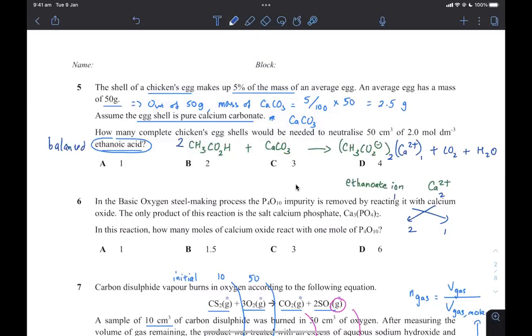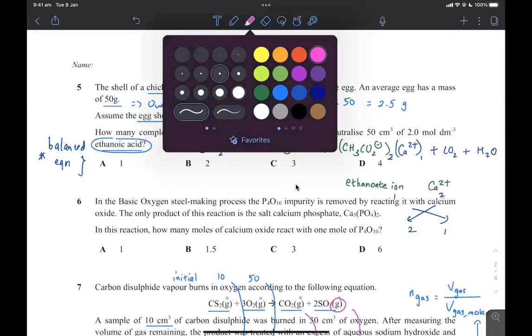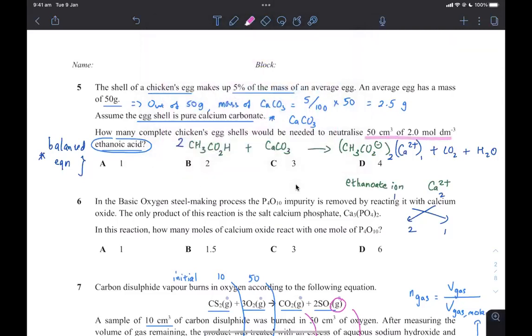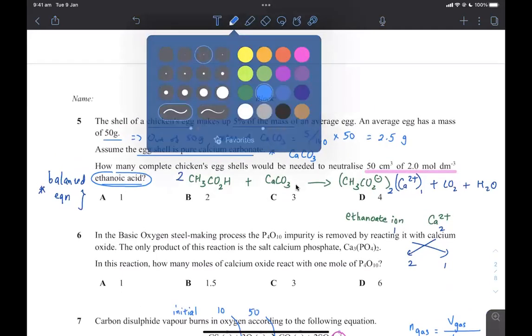Do not even try to do calculation without a balanced equation. Now, in terms of the information given, this is a solution chemistry. I know it's all over the place now, but you gotta be able to do this in 1 minute, okay? This is 50 cm³. This is the volume of solution. This is the concentration. So we need to think about n equals CV, but my most favorite method is to put everything in one go, okay?